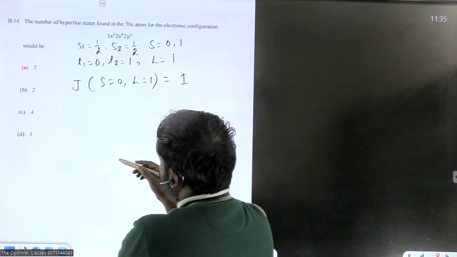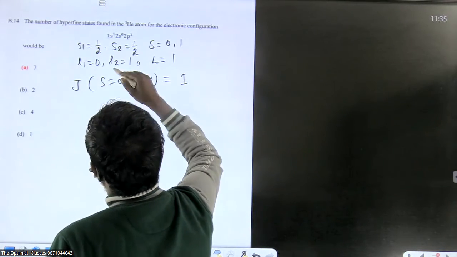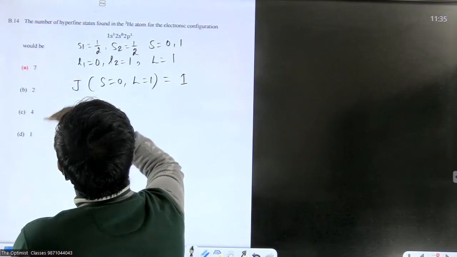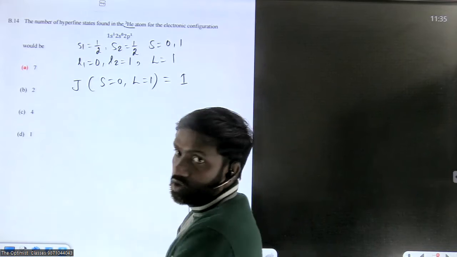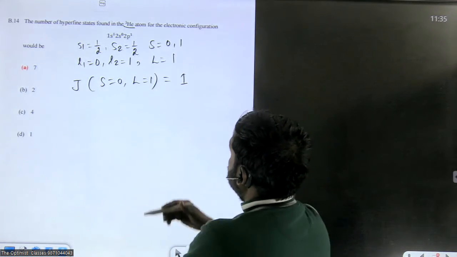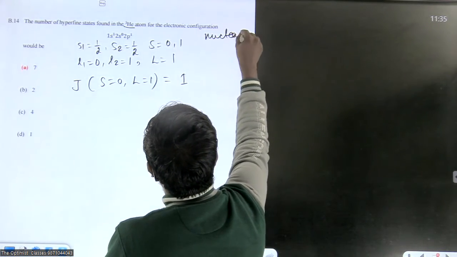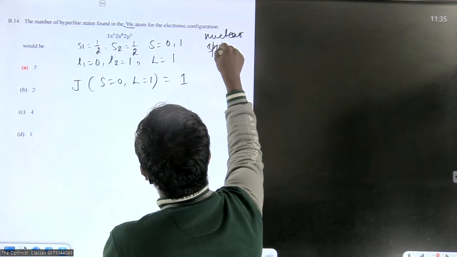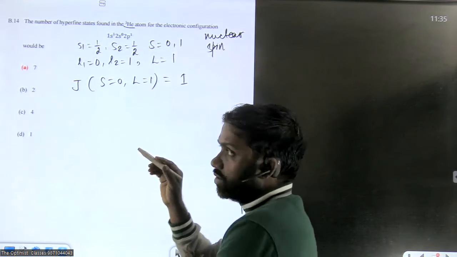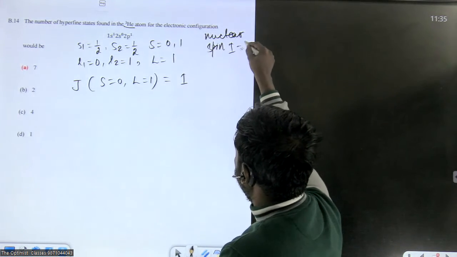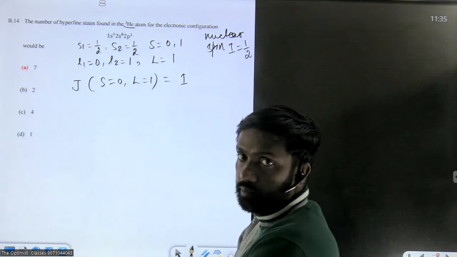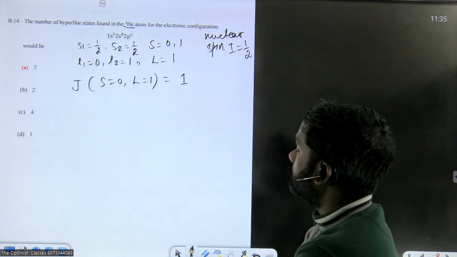Now the question is actually related to helium-3, so there are 3 nucleons. If you calculate the nuclear spin, 2 electrons will be paired, 2 nucleons will be paired, and only 1 unpaired nucleon is there. So I will be equal to 1 by 2, because of the 1 unpaired nucleon.